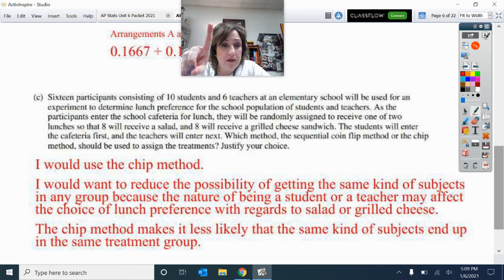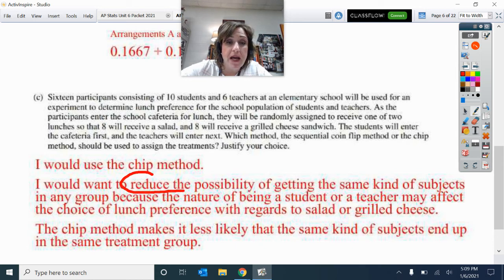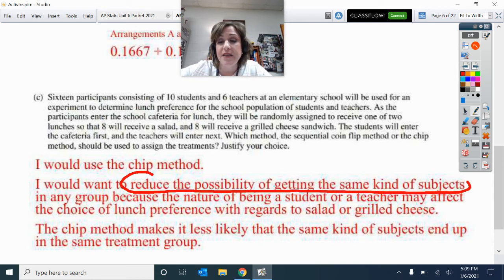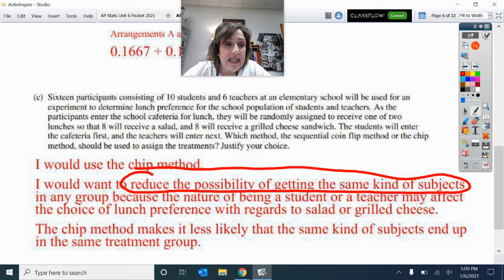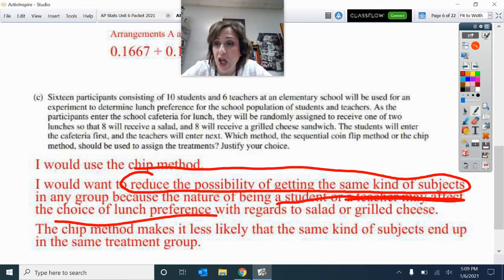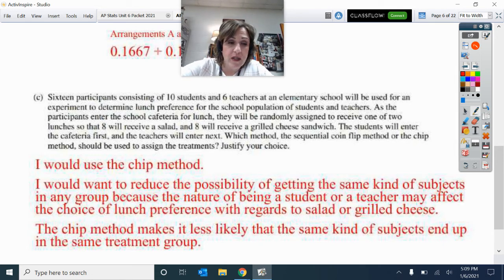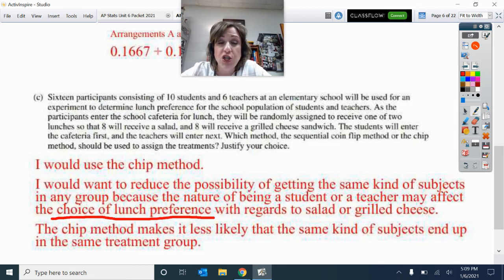So I made my statement. I want to reduce the possibility of getting the same kind of subjects in any group. And here's why. Because the fact that you are a student or a teacher may affect your lunch preference. That's a lurking variable or a confounding variable, because the fact that you're one thing could affect your choice. So I want to control that.